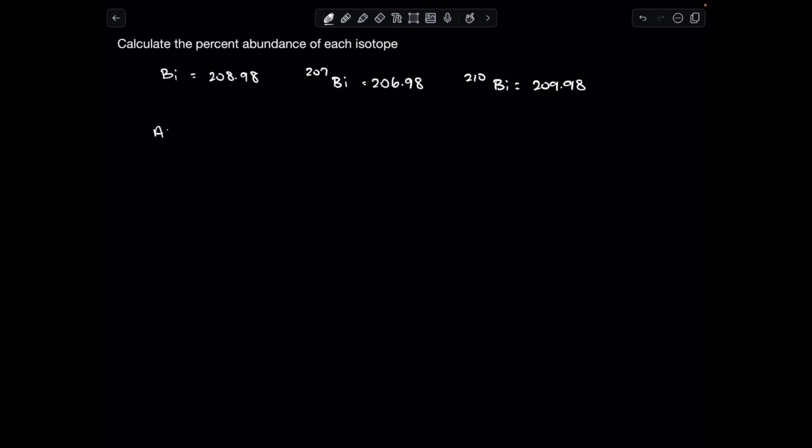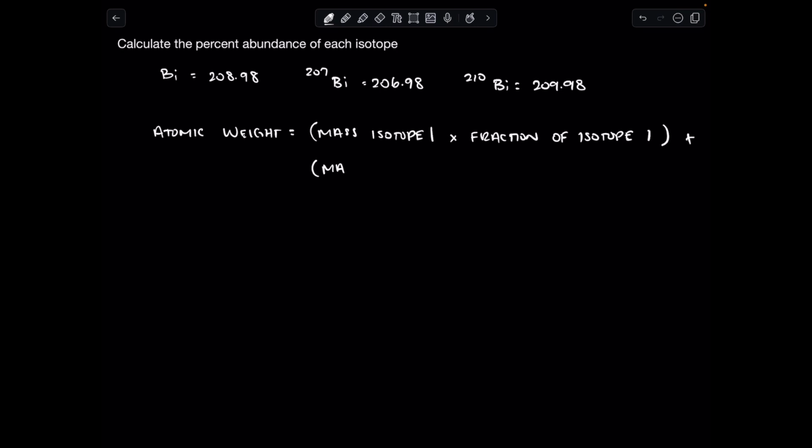of algebra. So the atomic weight of any element will be equal to the mass of each isotope times its fraction of that isotope. In other words, we'll take the mass of isotope 1, whatever that is, and multiply that by the fraction of isotope 1. We'll then add that to the mass of isotope 2 multiplied by the fraction of isotope 2. You can continue doing this for as many isotopes as you have available. In this case, we only have the 2.